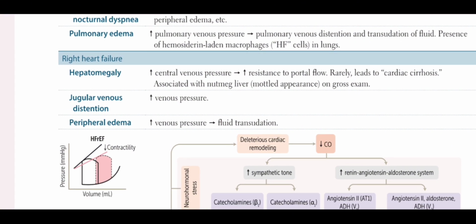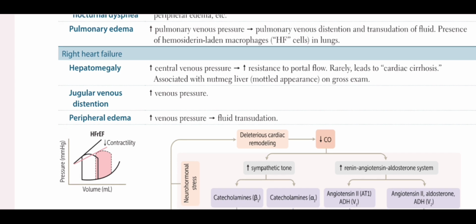Then you have right heart failure. Right heart failure is a condition when the right heart cannot pump blood into the lungs for oxygenation. So there is lack of blood into the body. So there is no orthopnea or dyspnea in this condition. However, hepatomegaly due to increased venous congestion and jugular venous distension and peripheral edema are again signs of right heart failure.